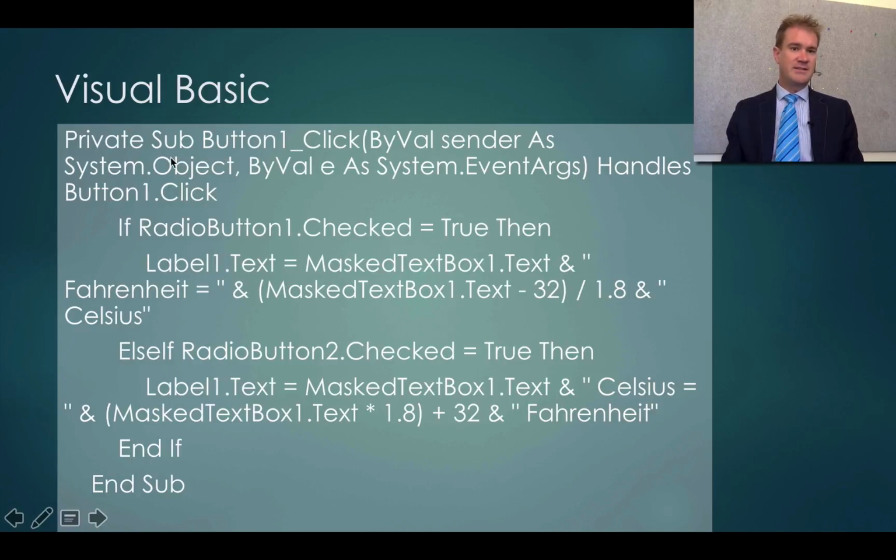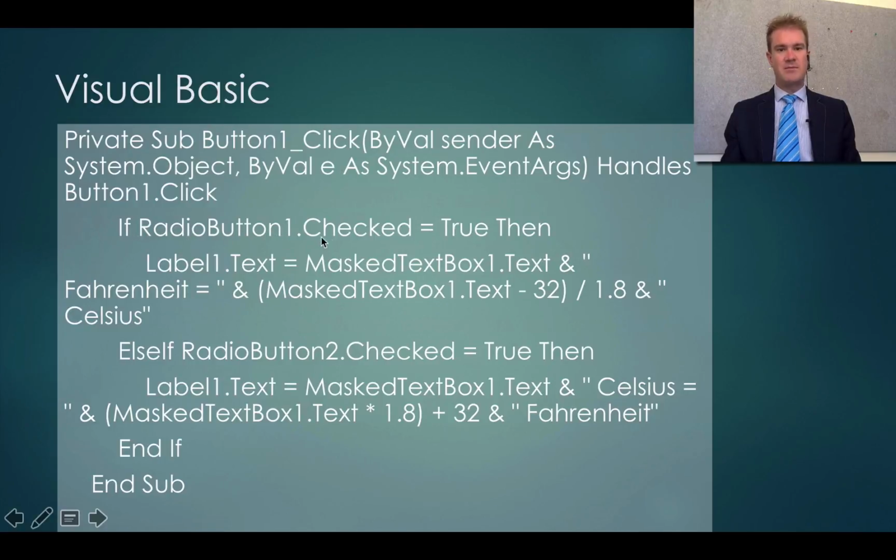So, private sub button 1 clicked is basically a method called when we click that first button. When we click that button, this method is called. We have a system.object, and this is really just going through; it will be handled or called whenever a button is clicked. But once that button's clicked, we move into here.